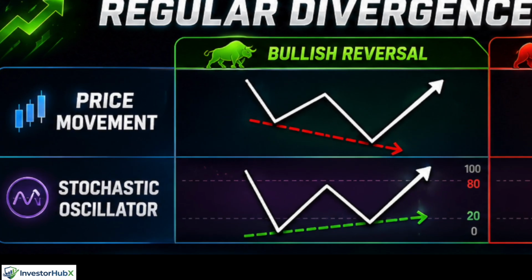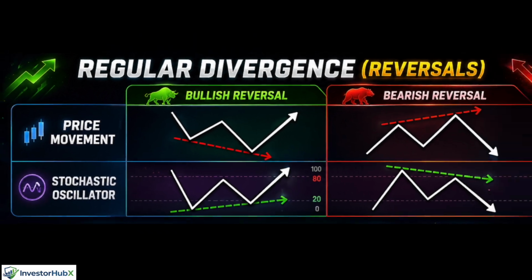When price is making a lower low, but the stochastic oscillator is making a higher low, this suggests that bearish momentum may be weakening. Although price continues moving lower, the momentum behind the move is becoming weaker. This could signal that sellers are losing strength, and a potential reversal to the upside may occur.